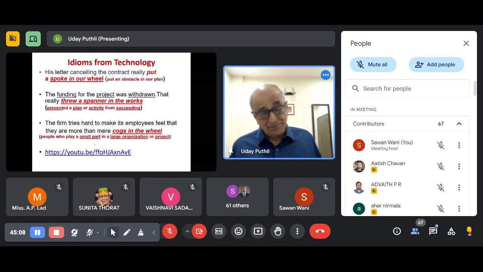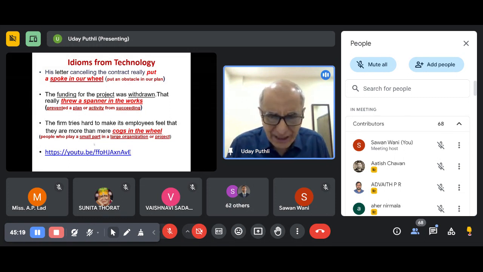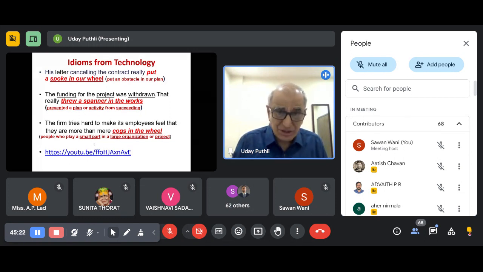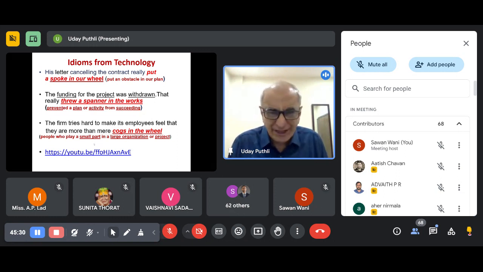Now we shall go to idioms in technology. These are also idioms from the English language, but not everybody in technology understands them at all times. But they have come from technology. For example, his letter cancelling the contract really put a spoke in our wheel. It means it put an obstacle in our plan. We were trying to do something, and this fellow has gone and done some stupid thing which has made our plan fail, to put a spoke in the wheel.